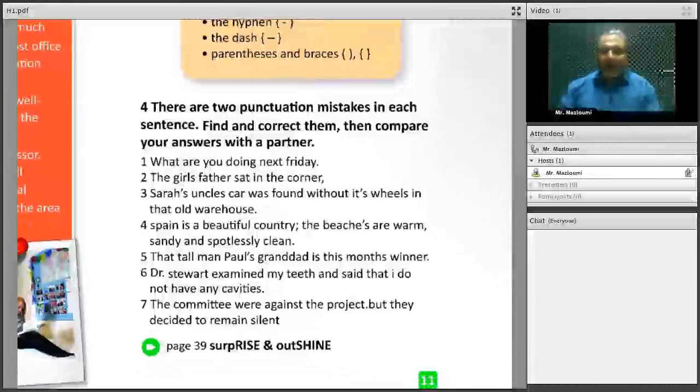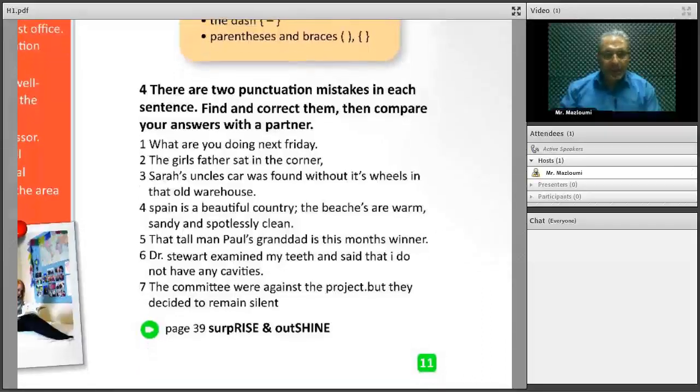And finally, our exercise. Number 4. There are 2 punctuation mistakes in each sentence. Find and correct them, then compare your answers with a partner. Number 1, what are you doing next Friday? Well, everyone, let me just take a minute. I'd like to share the answers with you. So if you could please wait a minute.